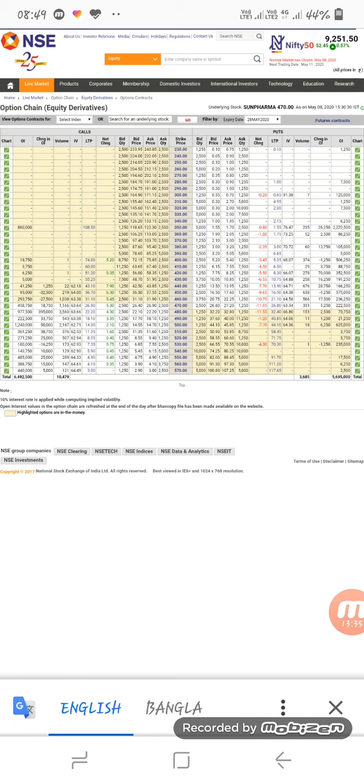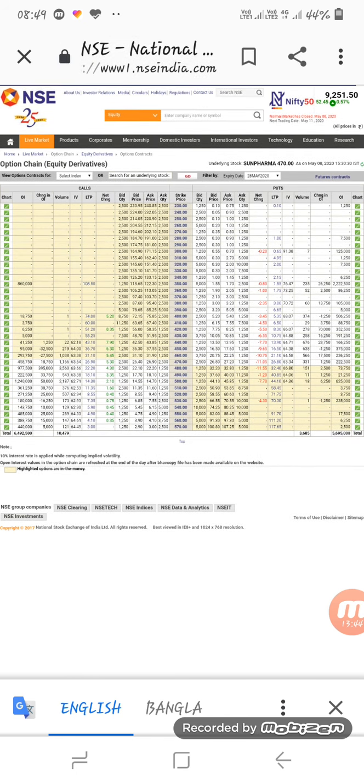If we need to trade, we need to have a demat account. This is just an exchange website from where we can get the real, live information.